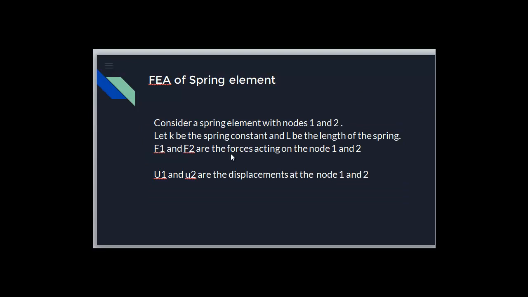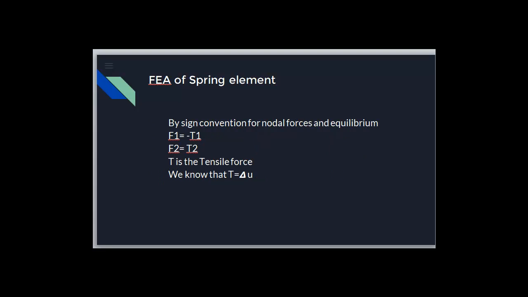So this is a description of the stiffness of the spring K, F1, F2 the forces, and U1, U2 the displacements acting at node 1 and 2, and L the length of the spring element. Based on the direction of the forces, by sign convention of the nodal forces and applying the equilibrium condition, F1 is equal to minus T1, F2 is equal to T2, where T is the tensile force. We know that the tensile force T is equal to K into delta U. So whenever the spring element is applied with tensile forces, it tends to elongate, and based on that relationship, we get T is equal to K into delta U.